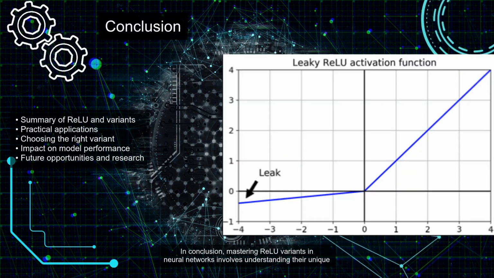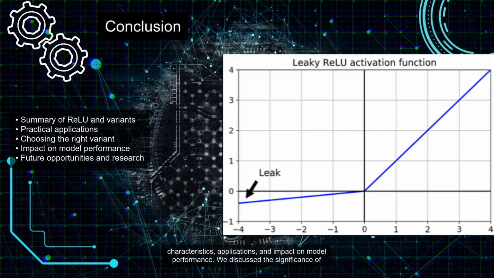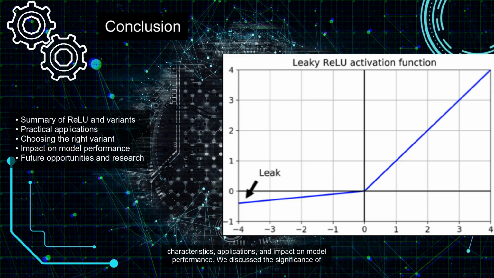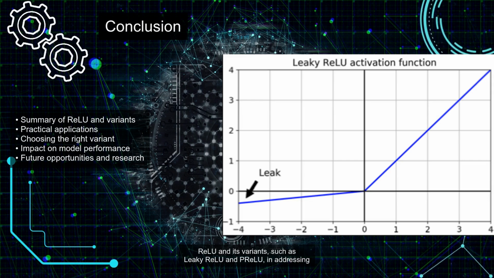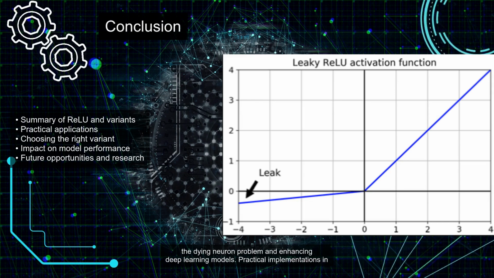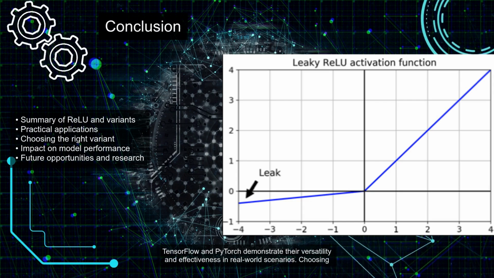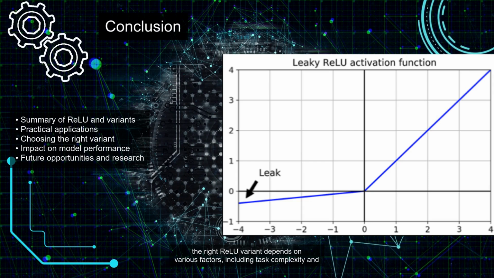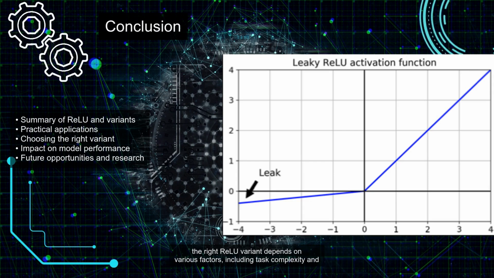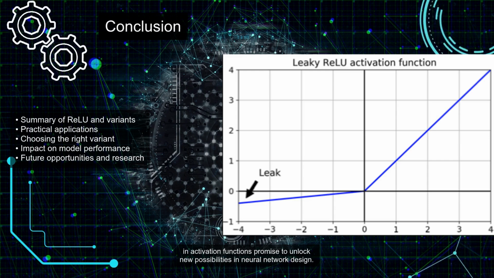In conclusion, mastering ReLU variants in neural networks involves understanding their unique characteristics, applications, and impact on model performance. We discussed the significance of ReLU and its variants, such as Leaky ReLU and PReLU, in addressing the dying neuron problem and enhancing deep learning models. Practical implementations in TensorFlow and PyTorch demonstrate their versatility and effectiveness in real-world scenarios. Choosing the right ReLU variant depends on various factors, including task complexity and model architecture.